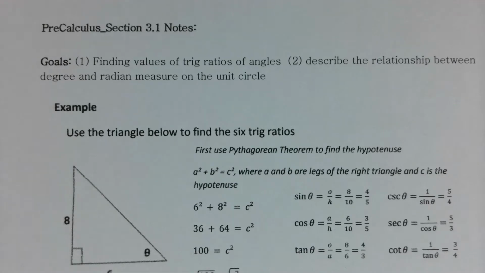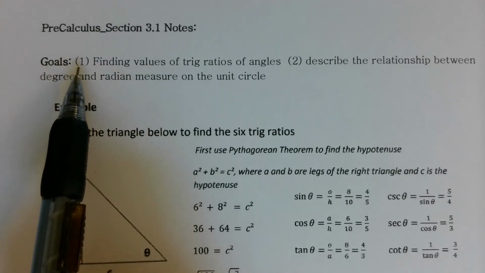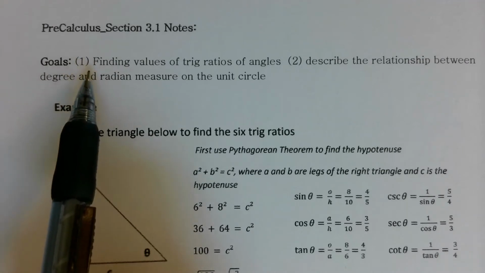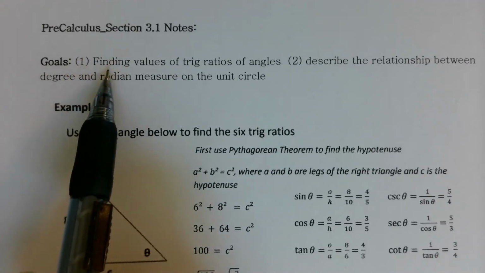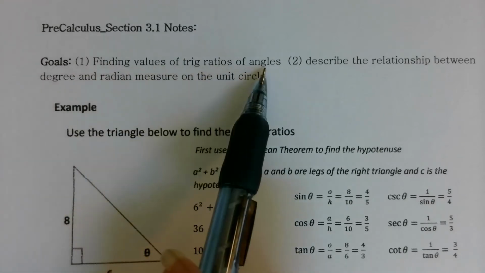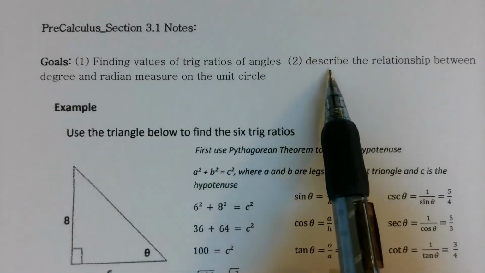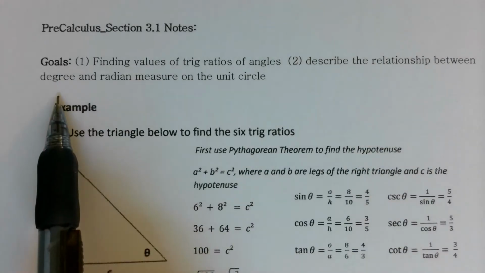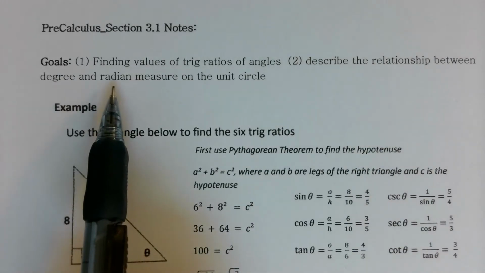All right, we are jumping into Unit 3, and we will start off today with Section 3.1. Do note, though, that this section will be broken up into 2 days. The first goal is going to be us reviewing some geometry of right triangle trigonometry. We're going to find values of trig ratios of angles, and then the next time I meet with you, we'll do the other half of Section 3.1, where we will be describing the relationship between the degree and the radian measures of a unit circle.